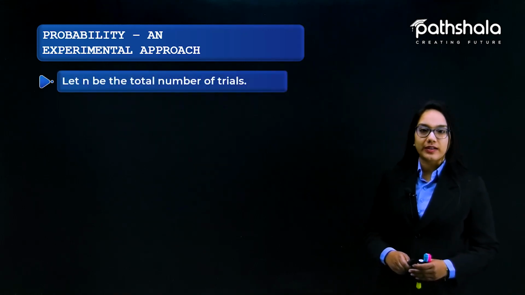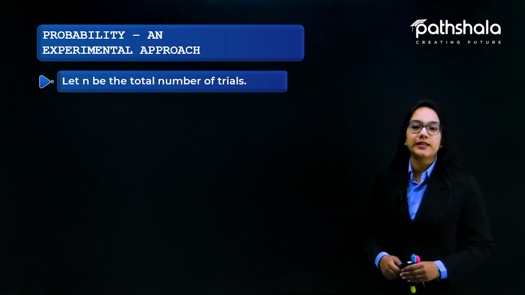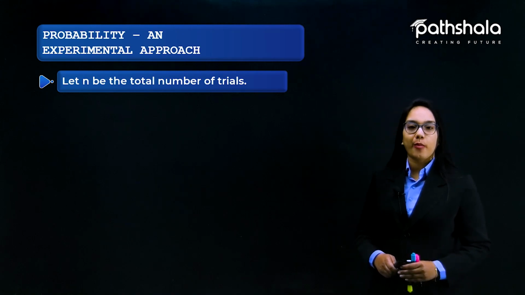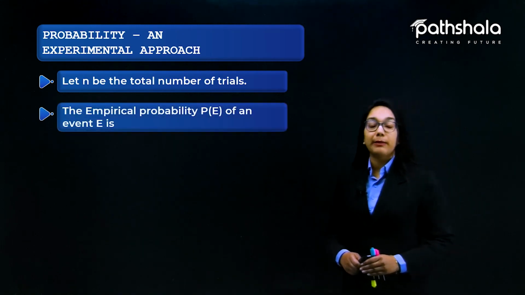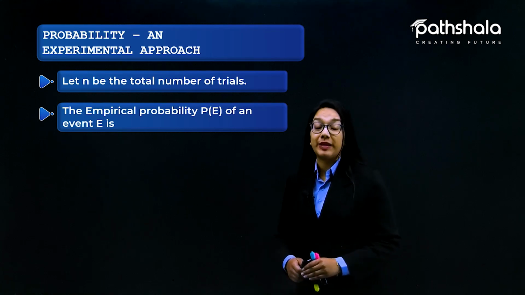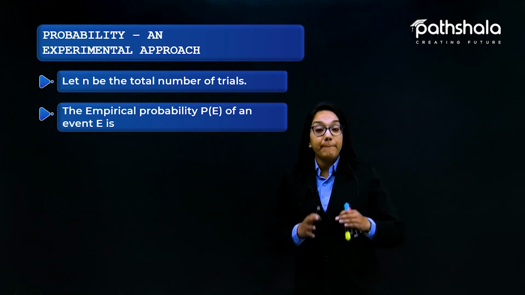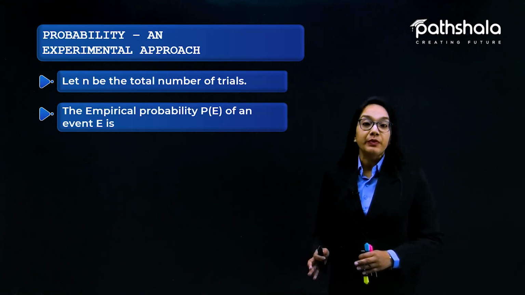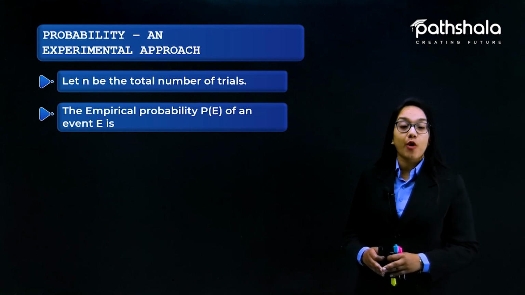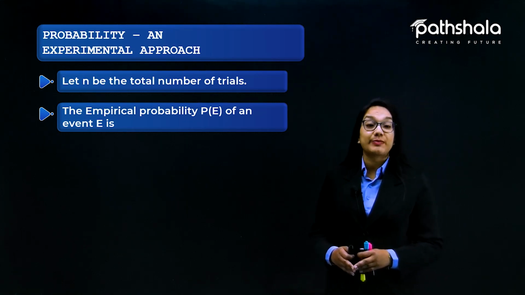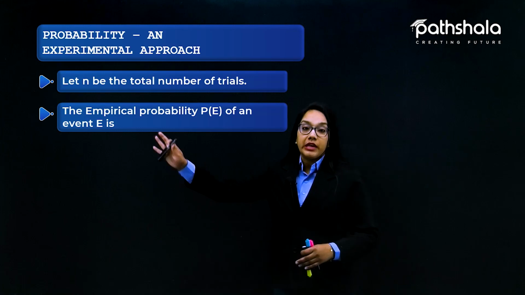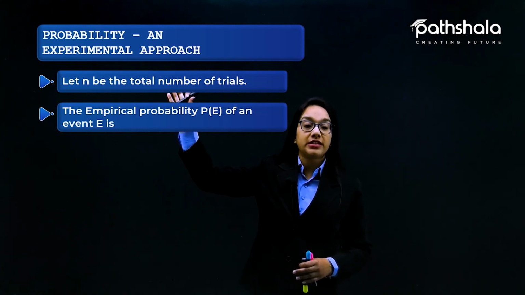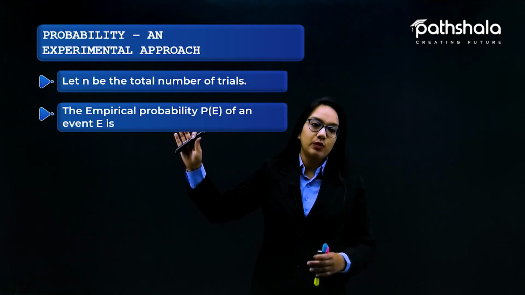Let us suppose we are taking n as the number of trials. So let n be the number of trials. Then, in order to find the probability, the formula would be: the empirical probability is defined as PE. One very special note: empirical probability and experimental probability are one and the same thing. Always remember, both of these are equal to each other.